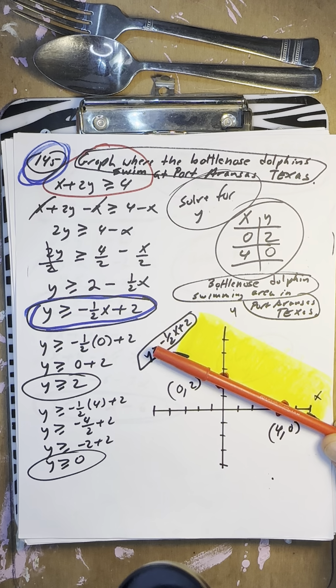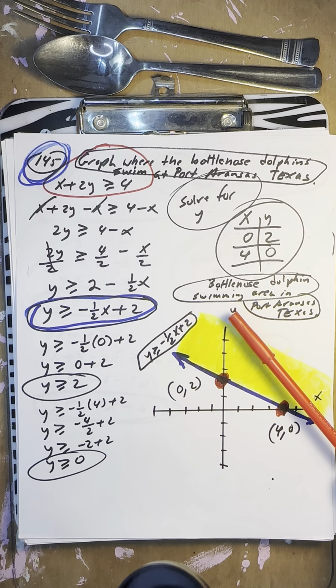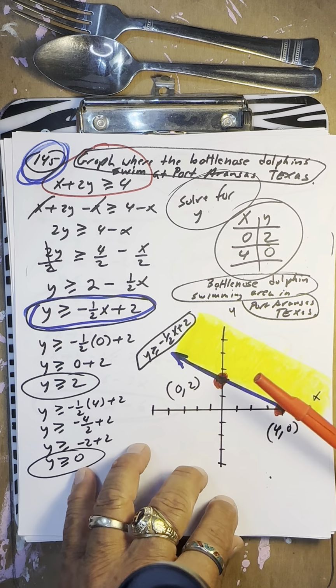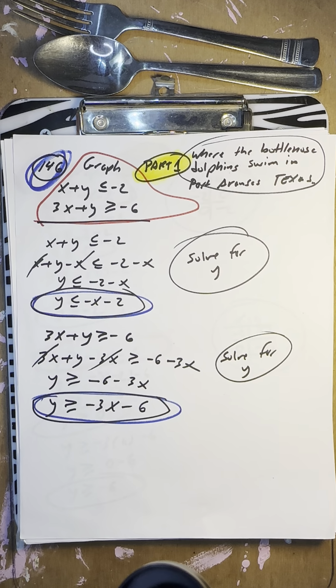So it's going to go from here up this way. Okay, so the bottlenose dolphin swimming area in Port Aransas, Texas is going to be right here. All these right here going up that way. Okay, graph with the bottlenose dolphin swimming in Port Aransas, Texas. There they are right there. All right. Oh my God, it's a little bit tougher one.